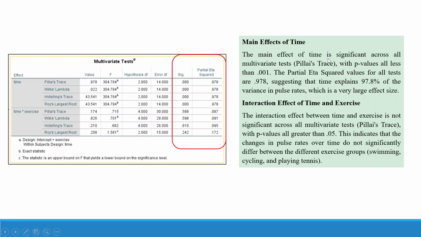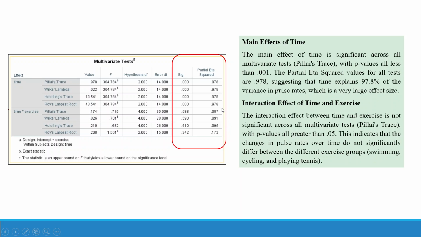The next is the interpretation of partial eta square. The main effect of time is significant across all the multivariate tests, that is Pillai's trace is considered important, with p-values all less than 0.01. The partial eta square values for all tests are 0.978, suggesting that the time explains 97.8% of the variance in the pulse rate, which is a very large effect size.